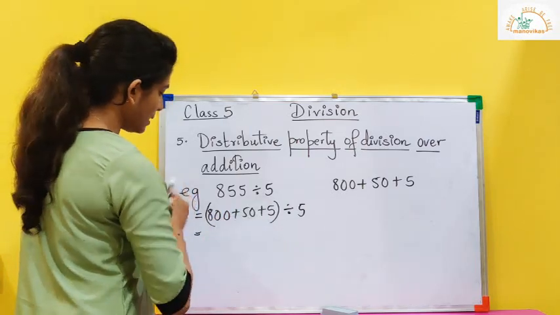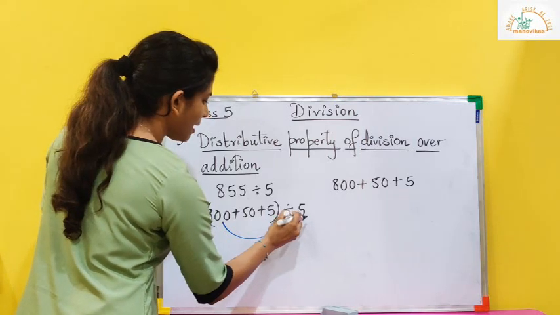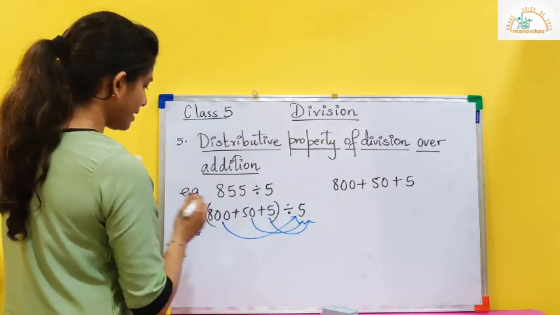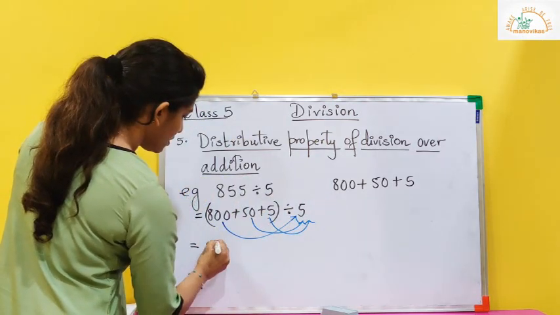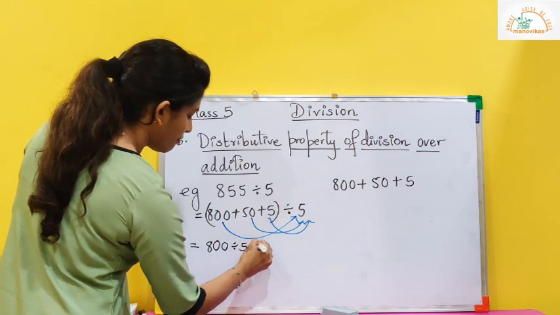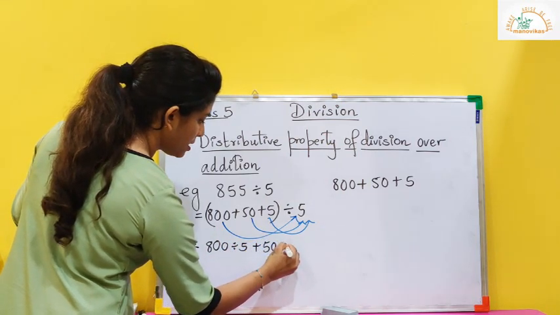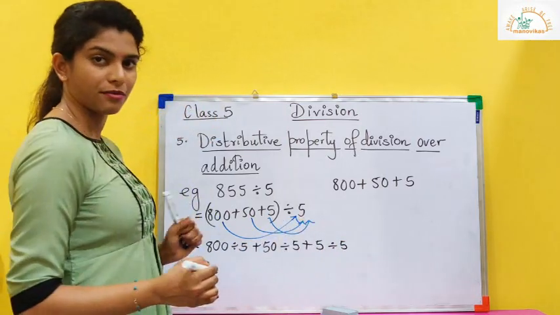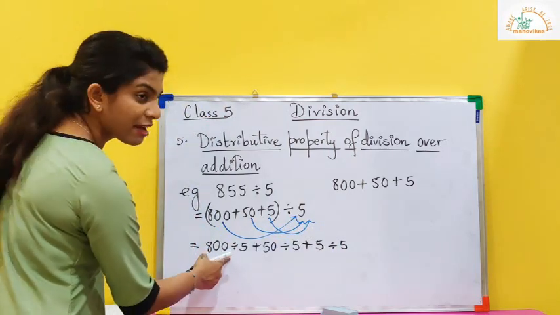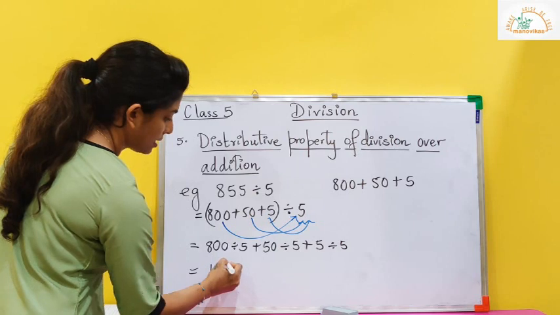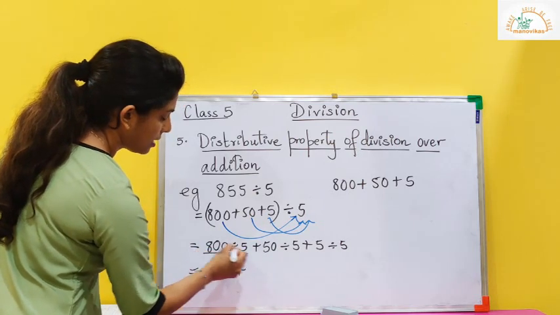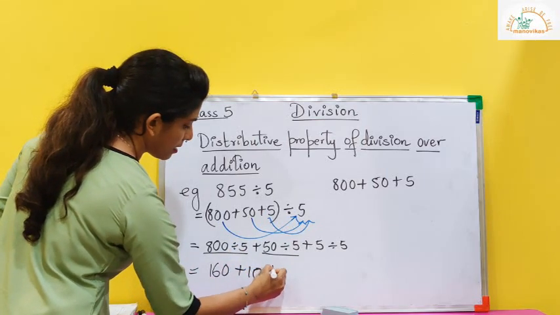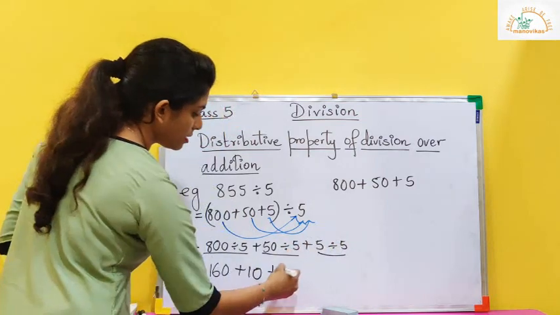Now, I have to open this bracket. Once you open the bracket, it means that we have to divide 800 by 5, 50 by 5 plus 5 by 5. So we will write it down: 800 divided by 5 plus 50 divided by 5 plus 5 divided by 5. Now what is 800 divided by 5? It is 160. Next, what is 50 divided by 5? It is 10. And what is 5 divided by 5? It is 1.